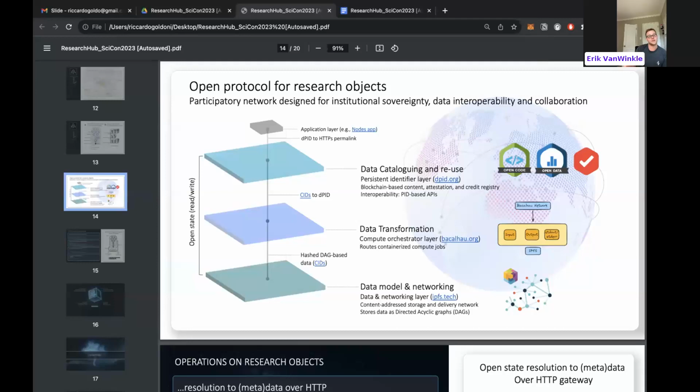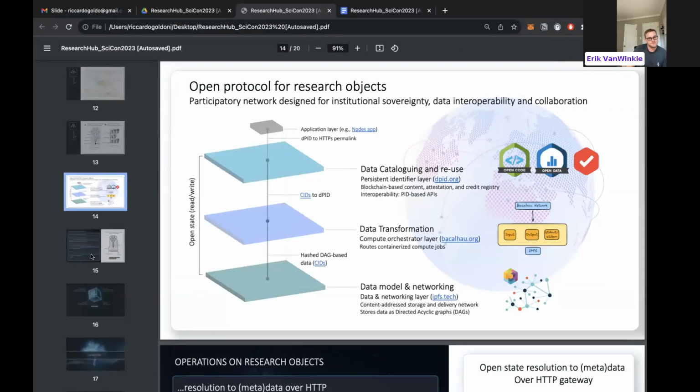And Bacalhau is an interesting project that I would encourage you to look into that helps organize compute requests through a variety of different ways. Then below that, for the data and networking layer, we use IPFS as a way to eliminate link rot, eliminate content drift, and mitigate the effects of link rot. It also allows for some of the versionability that we have and ties into blockchain very nicely as a part of a larger Web3 stack.